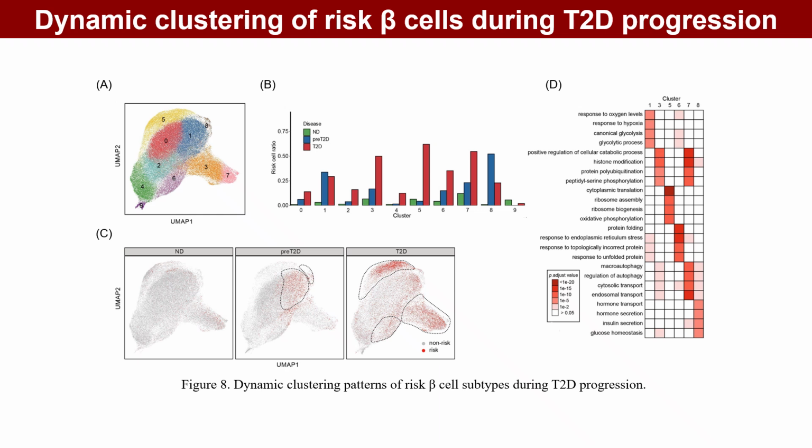The early active subgroups 1 and 8 were primarily involved in glucose metabolism and protein secretion, suggesting an adaptive response. In contrast, disease-associated subgroups 3, 5, 6, 7 showed enrichment of genes related to ribosomal function, protein folding, autophagy, and endoplasmic reticulum stress, reflecting massive dysfunction of fundamental cellular functions.